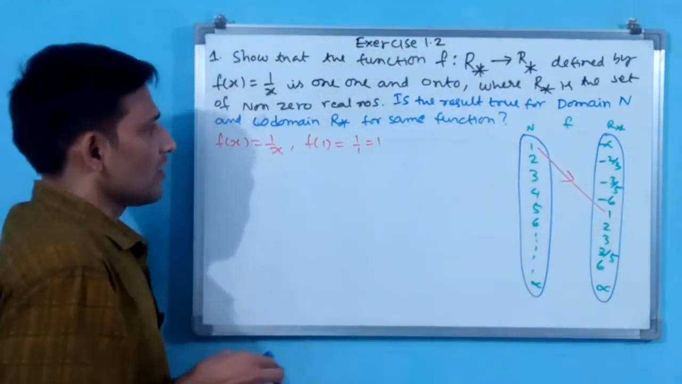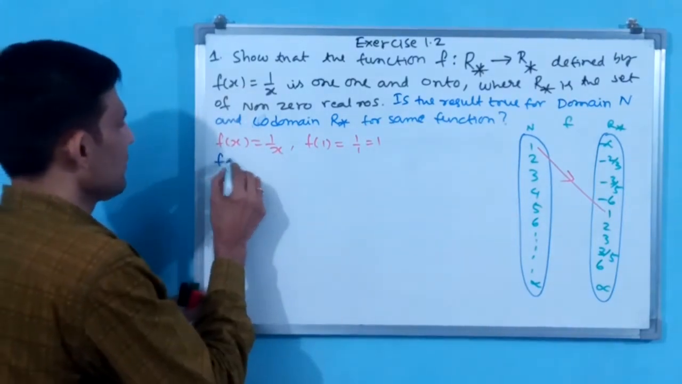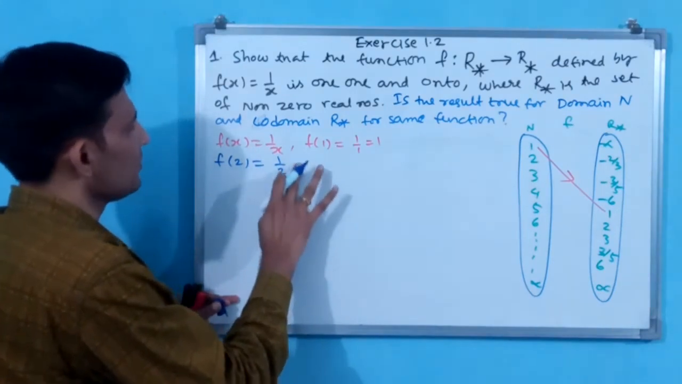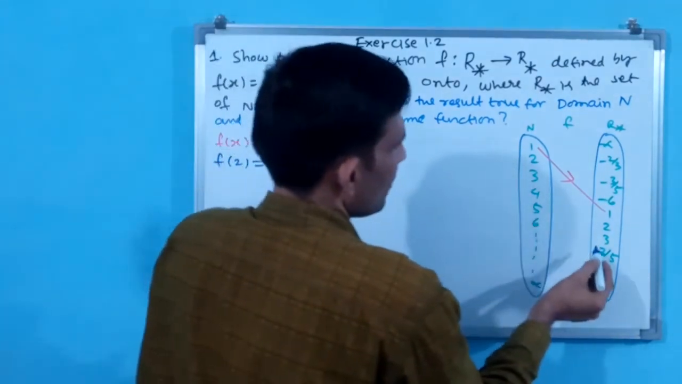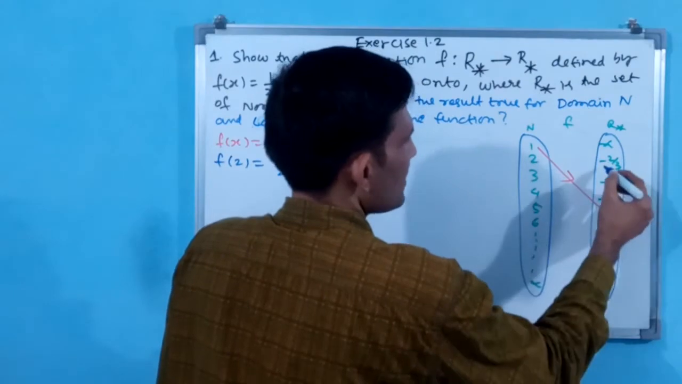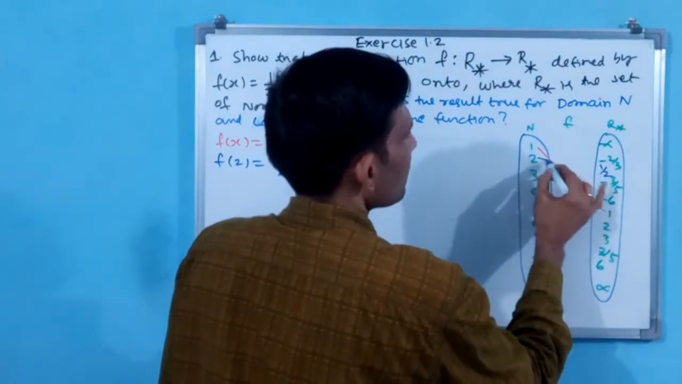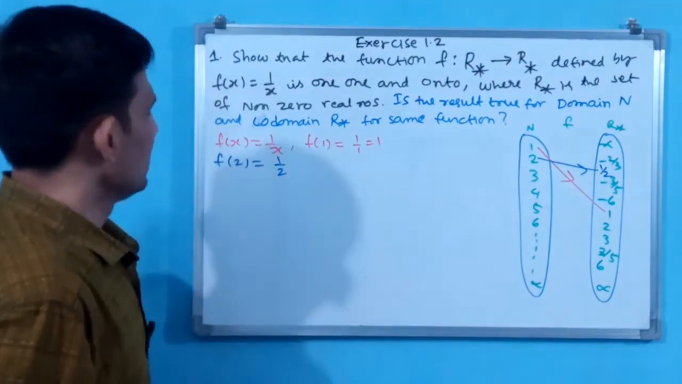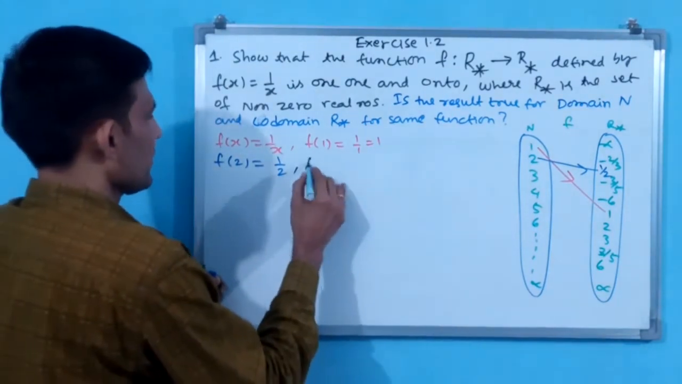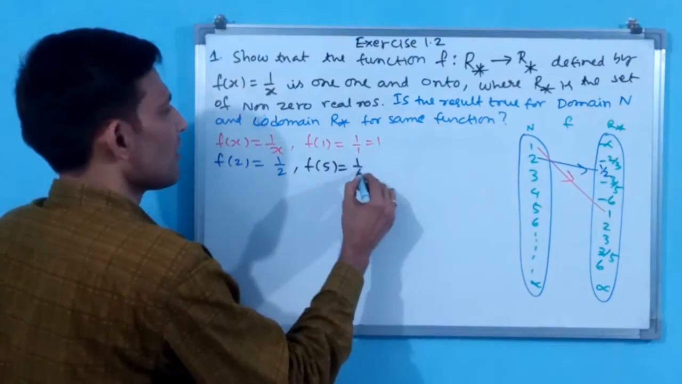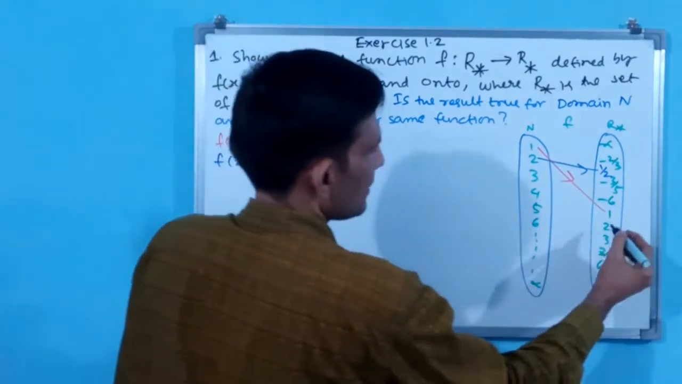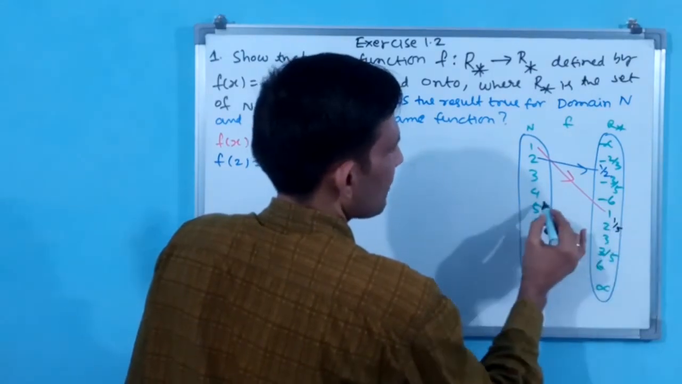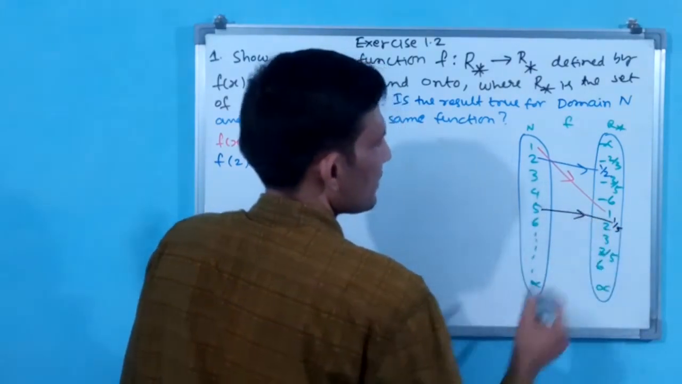Now you come for 2. f of 2 is equal to 1 by 2. Here 1 by 2 is there, so I will write like this, 1 by 2. 2 to 1 by 2 has gone relation. Now let me take 5. f of 5 is equal to 1 by 5. Here 1 by 5 is there. 5 to 1 by 5 relation has gone.